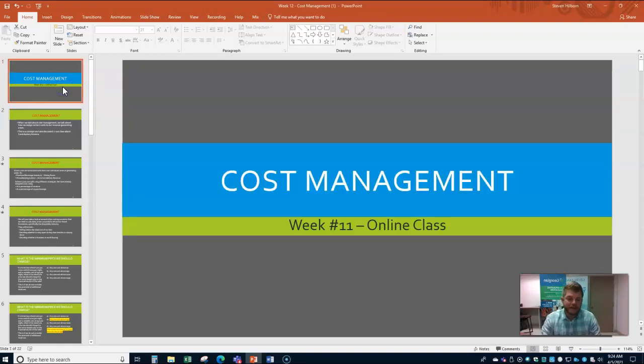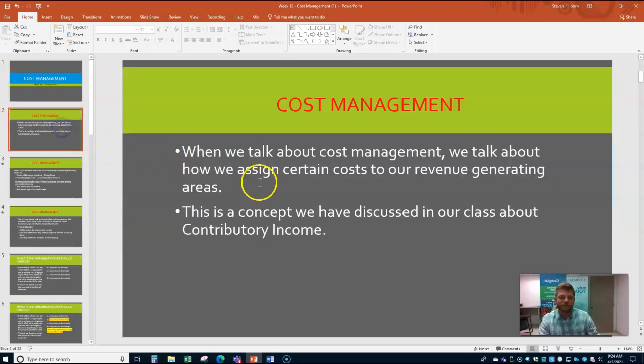Good morning, everyone. So week 11, cost management. This is our second last set of material that we'll be talking about before our final test on week 13. This is where we talk about cost management, which is kind of just allocating certain costs to different revenue generating areas. Now, when we say that, that's very similar to what we've talked about with contributory income.